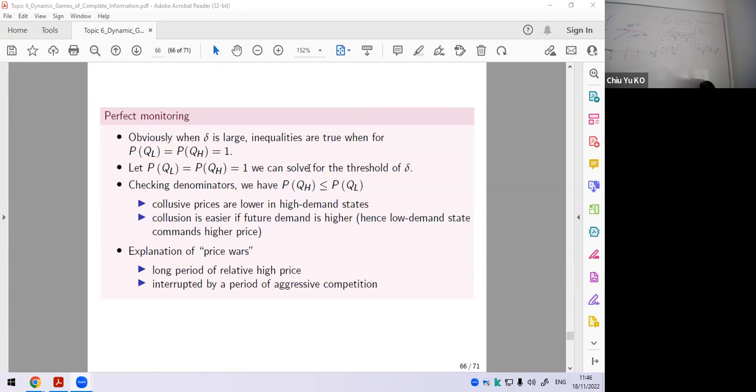As I said before, if you are in a recession now, the gain from deviation is limited. Because in the worst case you could get the whole market, but the demand is little, and the future is bright. So that's why it's easy to collude when the world is not good. Okay, that's the idea. This is the same as what we have said there.